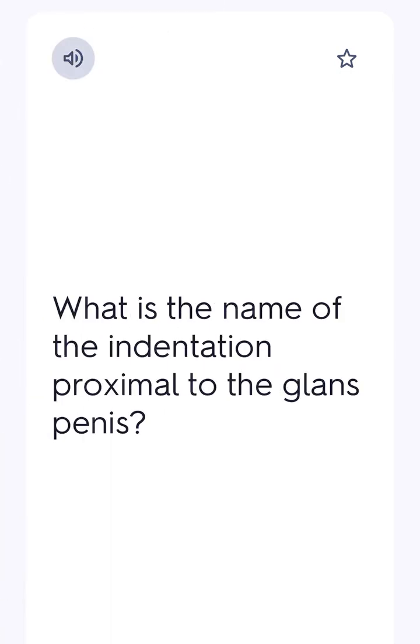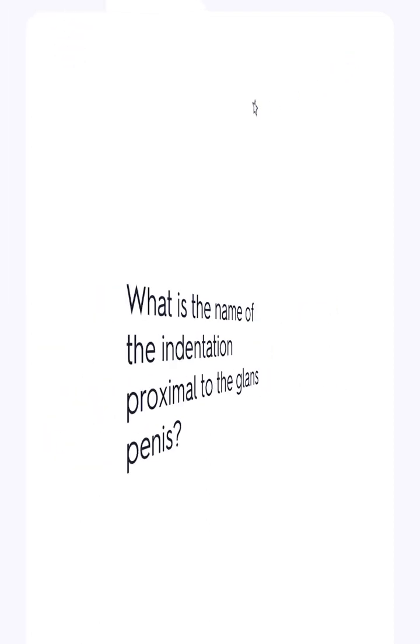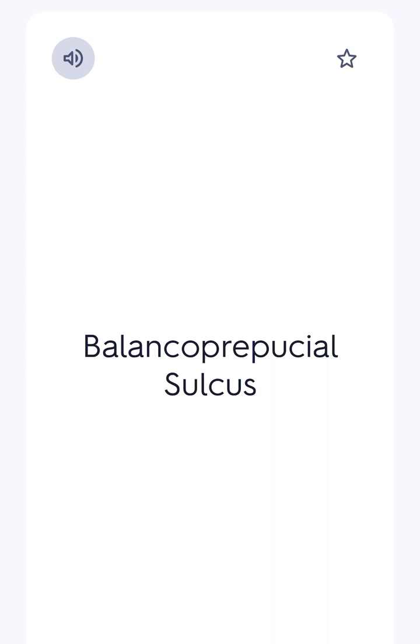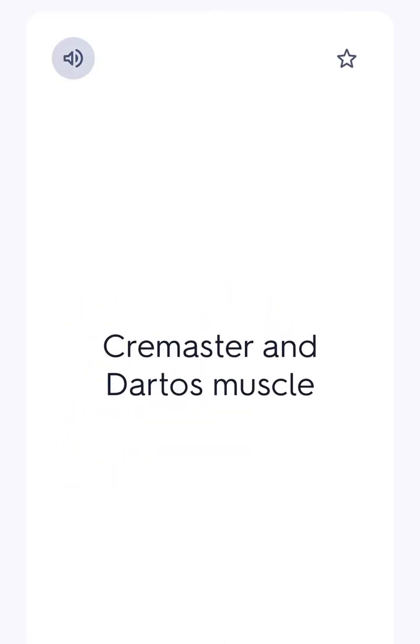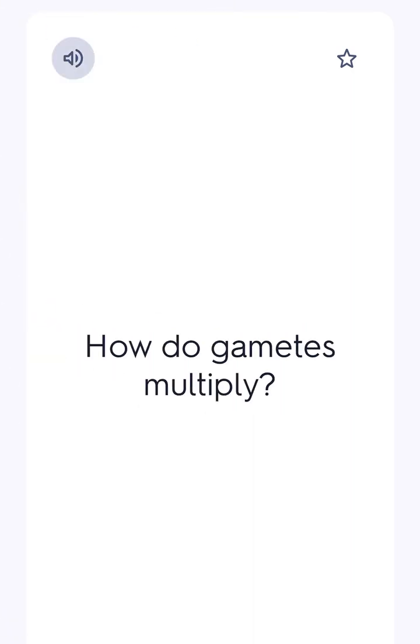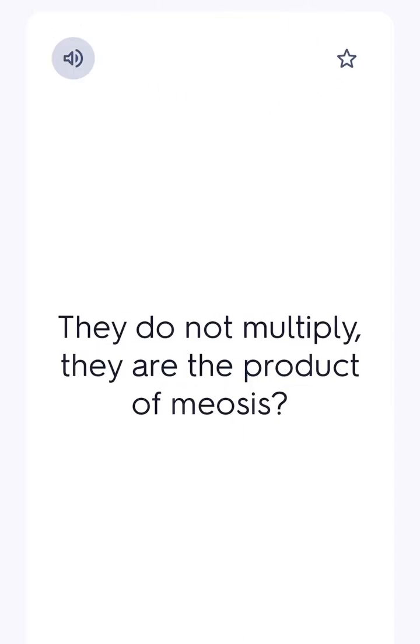What is the name of the indentation proximal to the glans penis? Palancoputial sulcus. What is the name of the pair of muscles that produce the movement of the scrotum? Cremaster and Ardo's muscle. How do gametes multiply? They do not multiply, they are the product of meiosis.